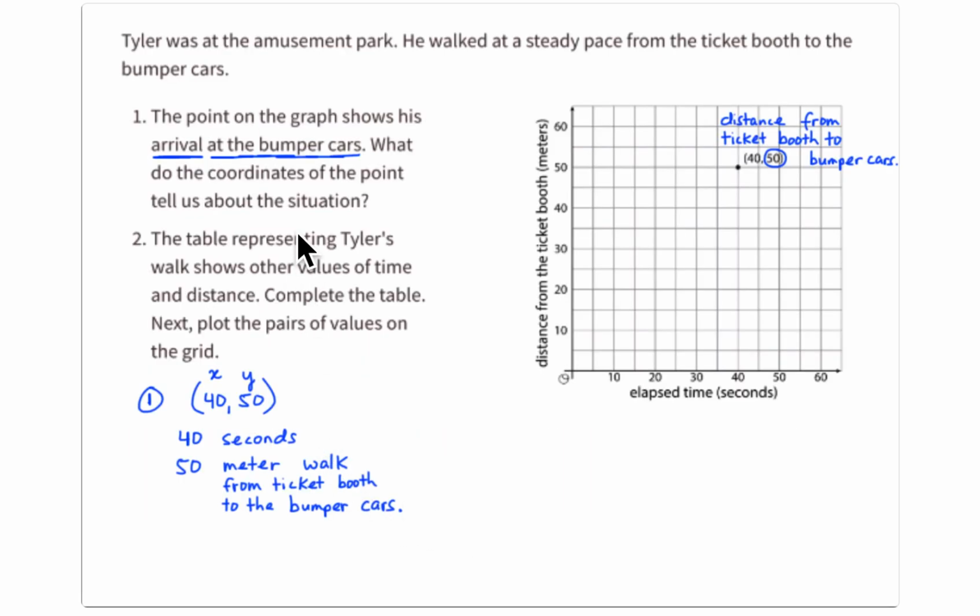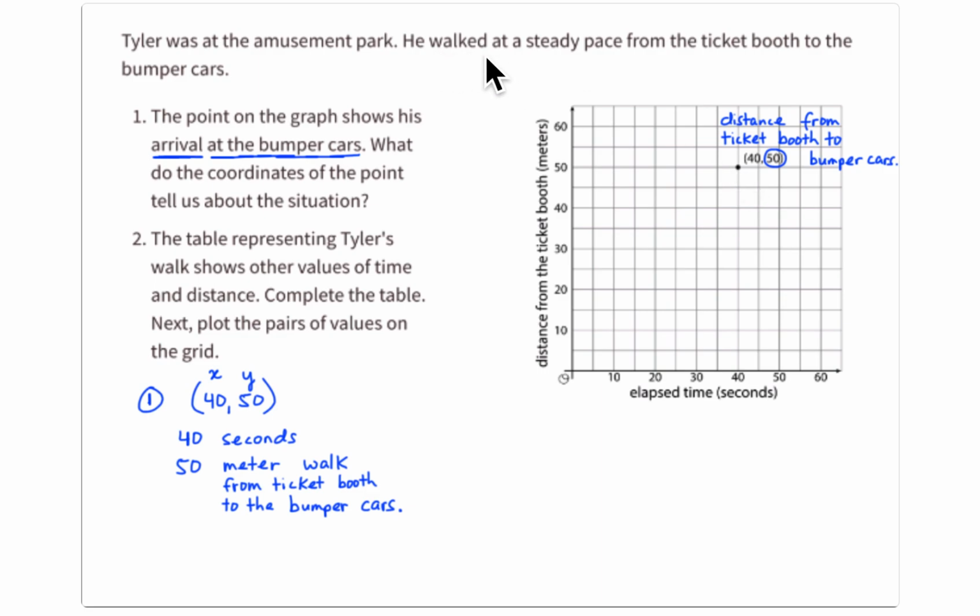All right. So the point on the graph shows his arrival at the bumper cars. So this is elapsed time. This means the time it took him to reach each of these points from the beginning. So how much total time did it take him to get to each of these points? And in this case, how long did it take him to travel a distance of 50 meters? So the distance from the ticket booth to the bumper cars is 50 meters. It's right here. This 50 for the y coordinate is 50 meters from the ticket booth. How long did that take him? It took him 40 seconds to travel that 50 meters.